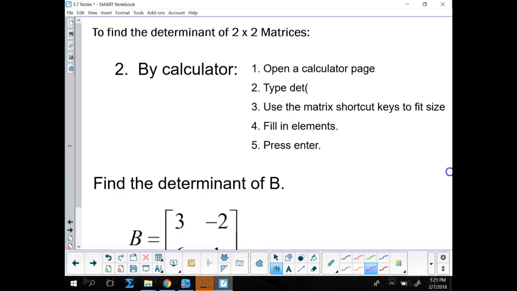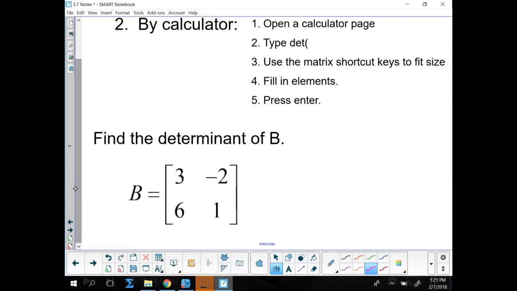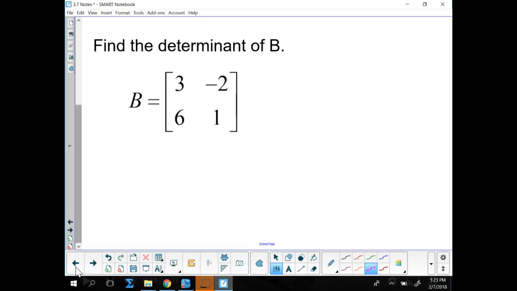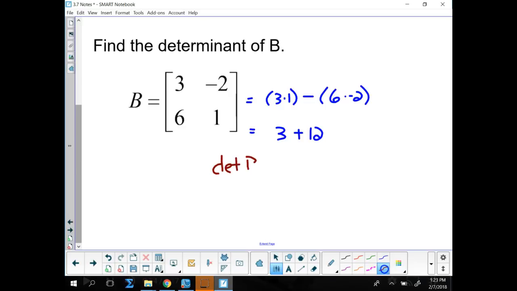What I'd like you to do now is I would like you to find the determinant of B both by hand and on the calculator. Verify it using one or the other. So if I'm doing this one by hand, I'm going to have my Chris, which is 3 times 1, minus my cross, which is 6 times negative 2. So that's going to be 3 minus negative 12. So that tells me that the determinant of B here is equal to 15.